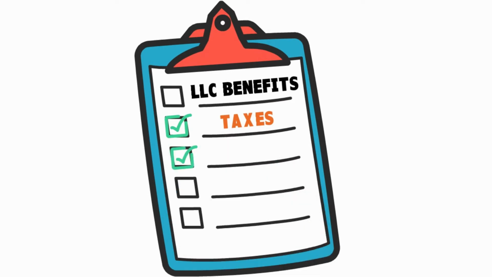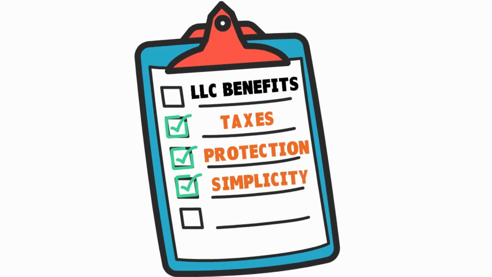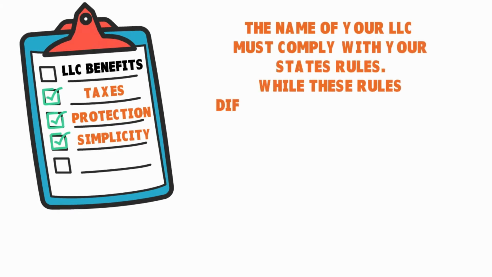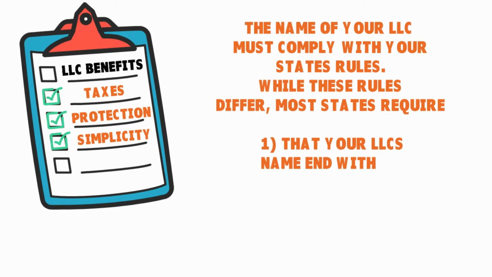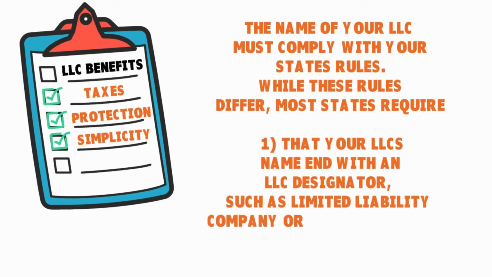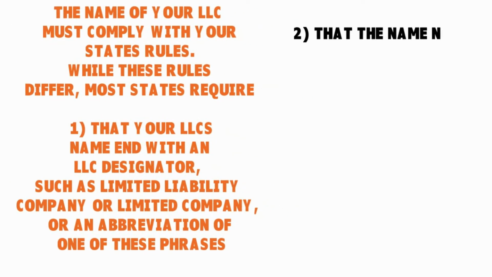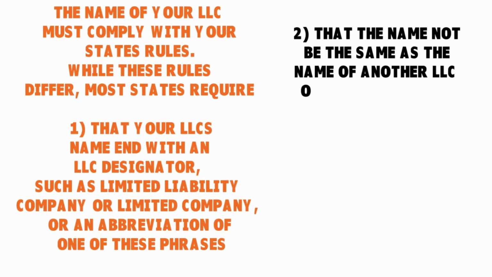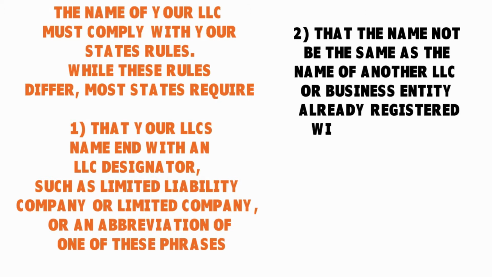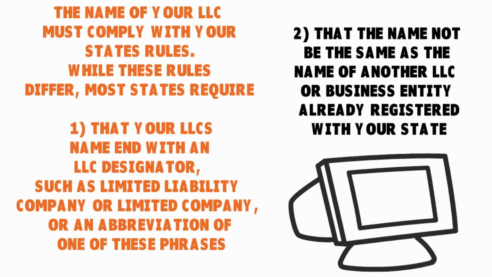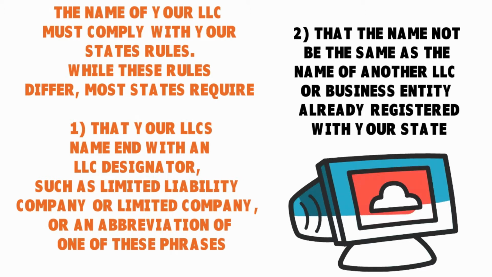While the rules vary by state, most states will require that your LLC name end with an LLC designator, such as limited liability company or limited company, or an abbreviation of one of these phrases. So it could be LLC or LC. The name must not be the same as the name of another LLC or business entity already registered with your state. Every state has an online database where you can check whether the name you want for your business is still available, or whether it has already been registered and used by another company.